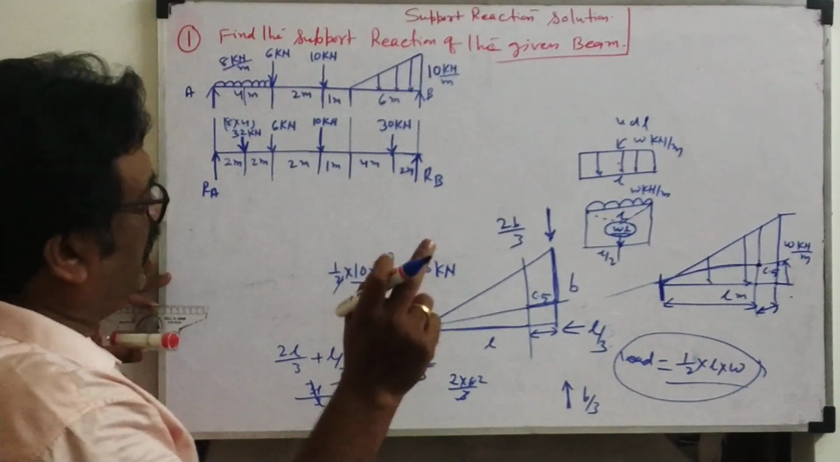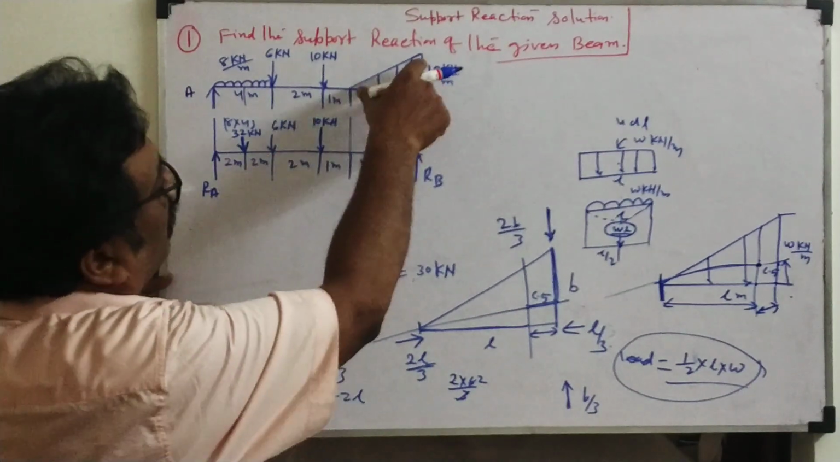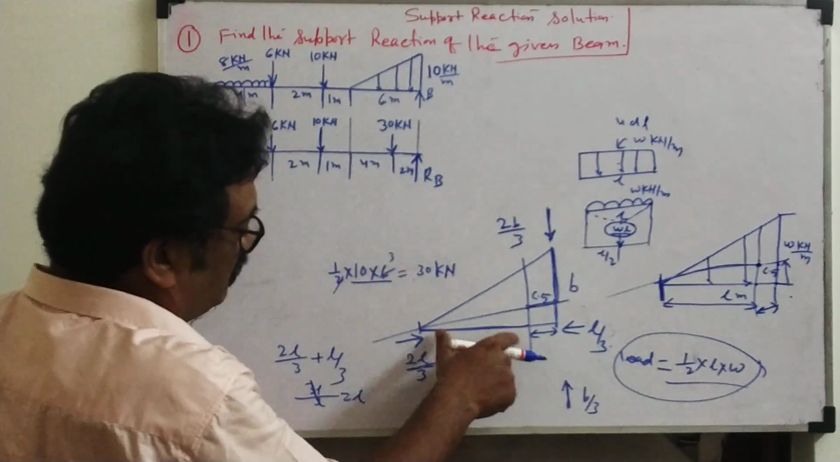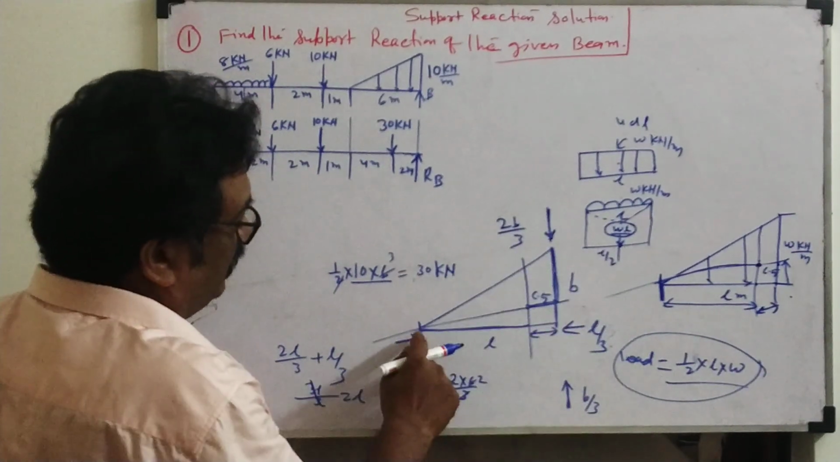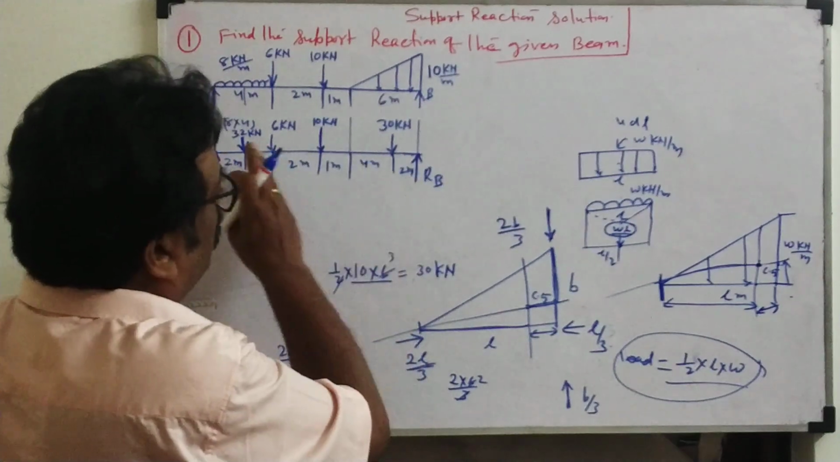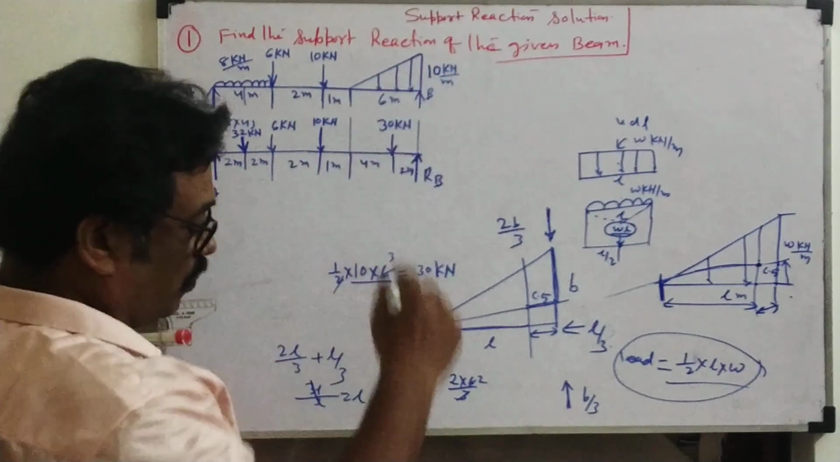What do you have to be careful about here? For the UDL, the middle point, 2 and 2. For the UVL, you have to go to the center of gravity distance, because the direction will be like this. If you come this side 2 meter, and this side 4 meter, you reach the center of gravity point. Now the point loads are over.